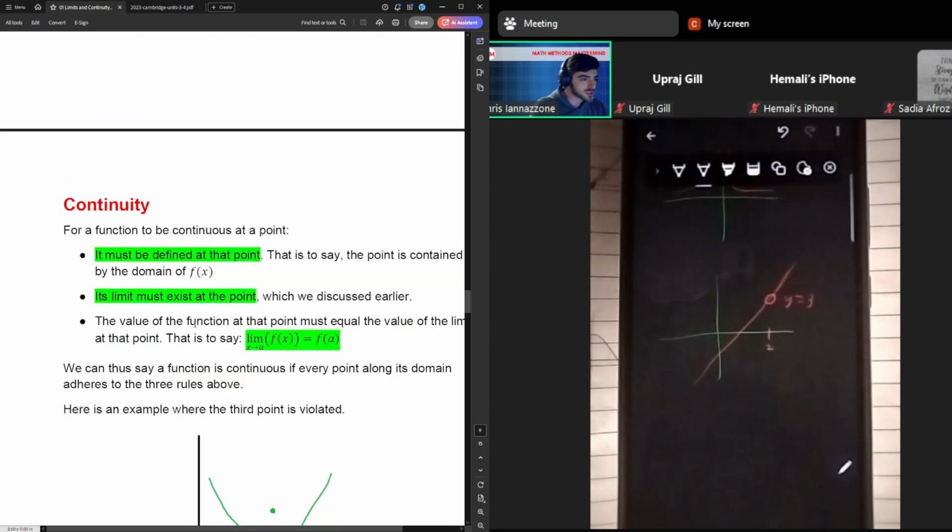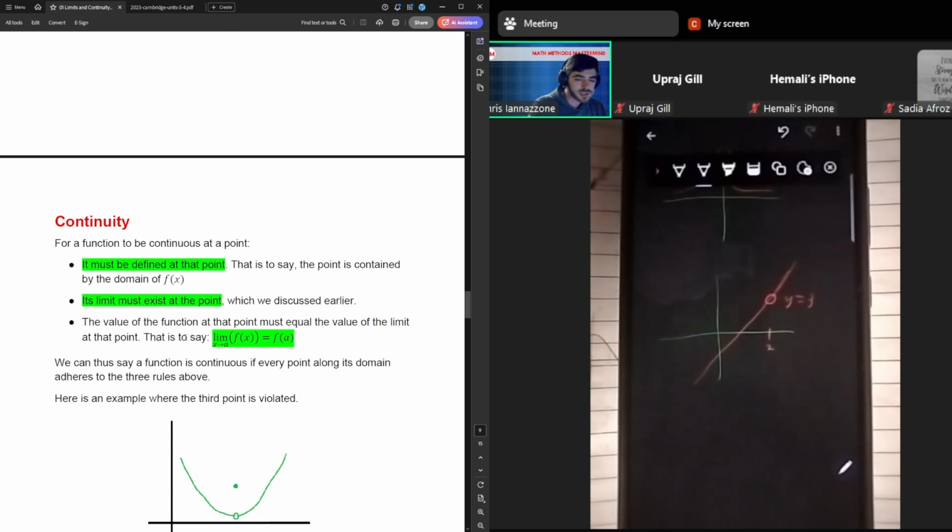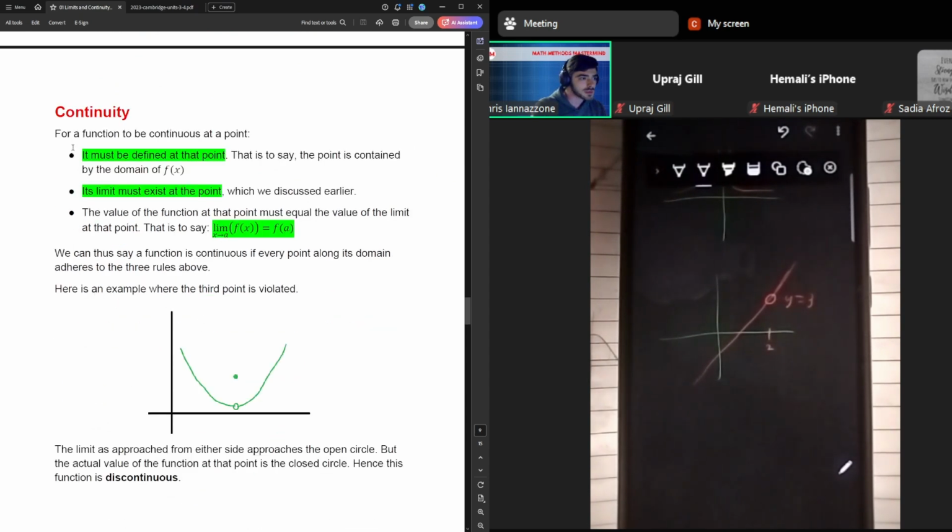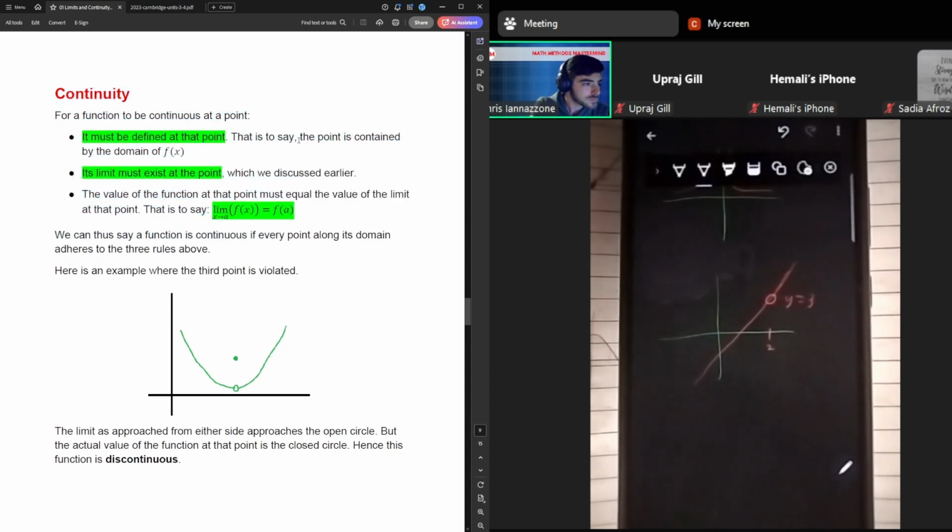That's limits for the most part. If anyone wants me to clarify anything before we move on to the next thing, let me know. Otherwise, it'll be continuity. Feel free to interrupt me.